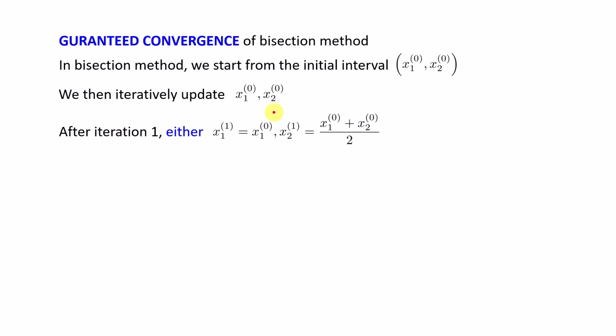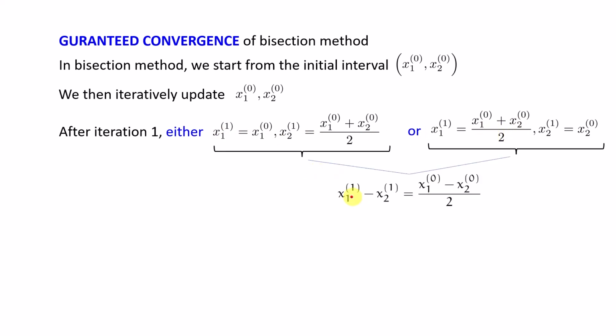We know that one of them will remain the same and one of them will be replaced by the average of the previous iteration. So in iteration 1, x1 may remain the same and x2 may be updated using the average of the previous iteration x1 and x2. Or it could be that x2 remains the same as the previous iteration value and x1 is updated with the average of x1 and x2 from the previous iteration. So one of these will happen after iteration 1.